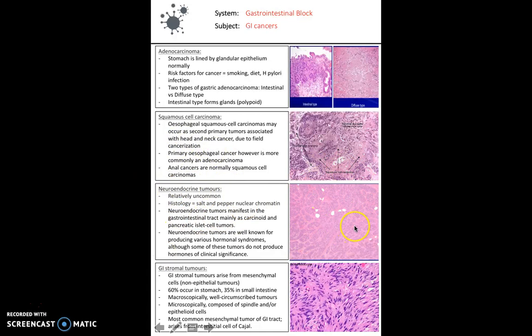Neuroendocrine tumours, these are fairly uncommon, but the histology here shows a salt and pepper nuclear chromatin arrangement. And then you can have GI stromal tumours as well, so these arise from the mesenchymal cells, which are those non-epithelial tumours, and 60% of these occur in the stomach and 35% in the small intestine. Microscopically they're well circumscribed tumours, and they're composed of spindle and/or epithelioid cells.